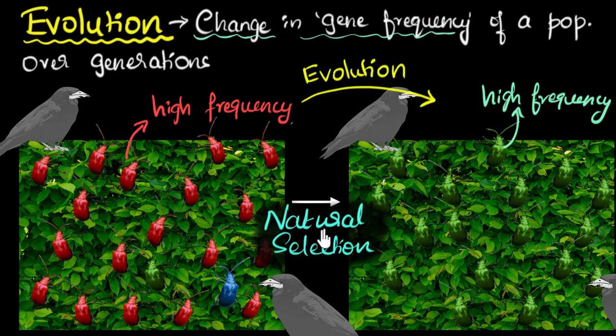Okay, now before we wind up, let's look at some of the important features of evolution. One important thing you can see is that evolution only makes sense over a population. It's wrong to say that an individual beetle evolved. That makes no sense. It's the population of the beetles that has evolved.